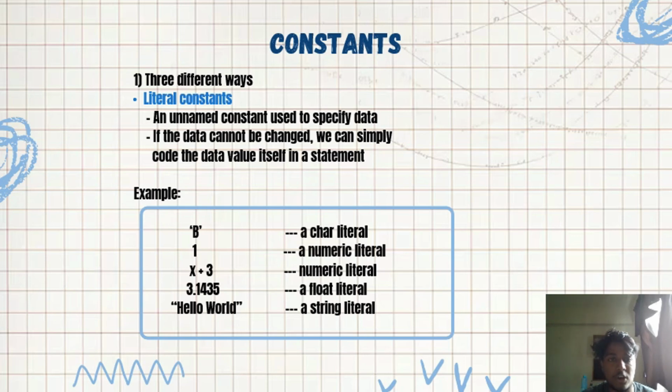Now we are going to talk about literal constants. A literal is an unnamed constant used to specify data. If the data cannot be changed, we can simply code the data value itself in a statement. For example, B could be a char literal. The digit 1 could be a numeric literal. If you put algebraic calculations, for example x plus 3, it's a numeric literal. There are also float and string literals.